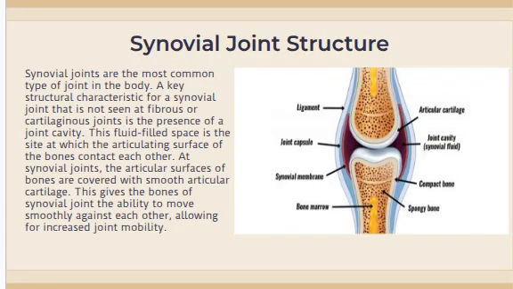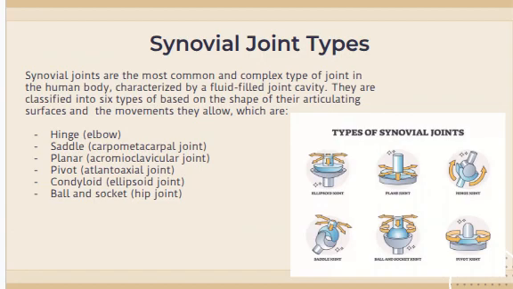And then as we move on, we're going to be talking about the synovial joint types. So synovial joints are the most common and complex type of joint in the human body, characterized by a fluid-filled joint cavity. They are classified into 6 types based on the shape of their articulating surfaces and the movements they allow, which are hinge, saddle, planar, pivot, condyloid, and ball and socket joints.